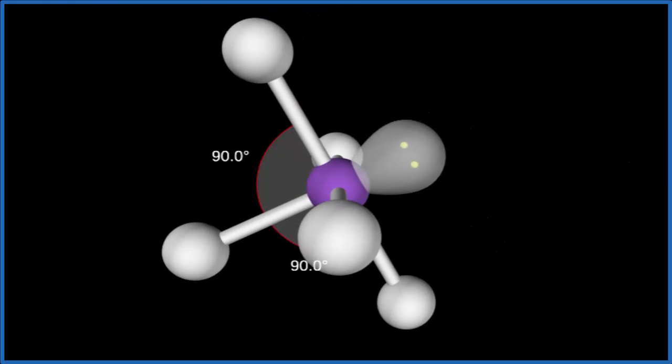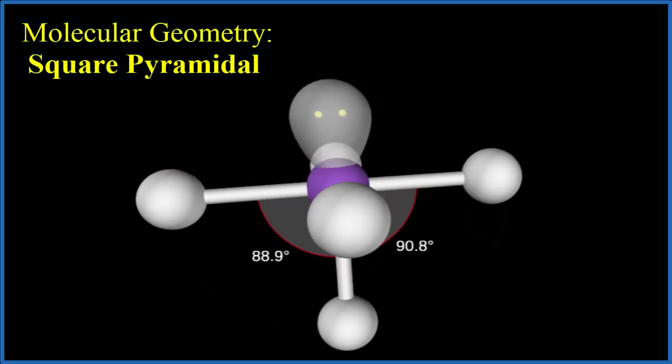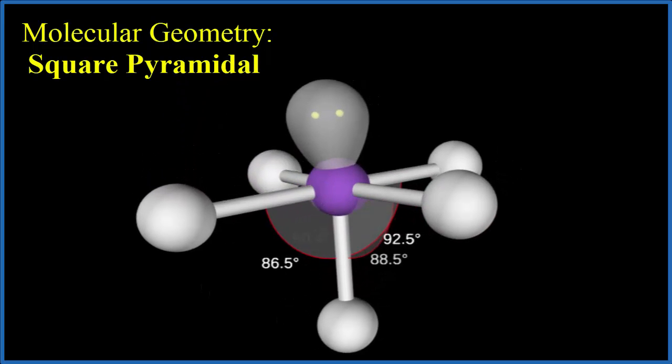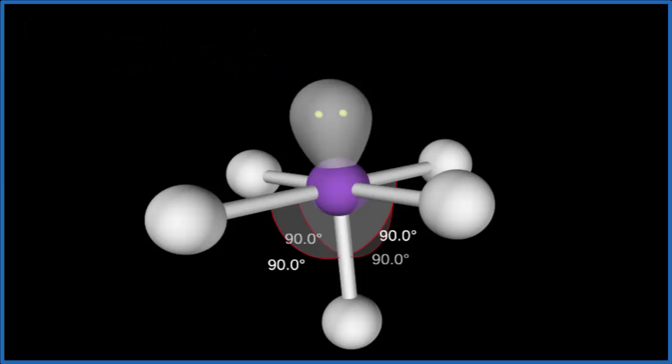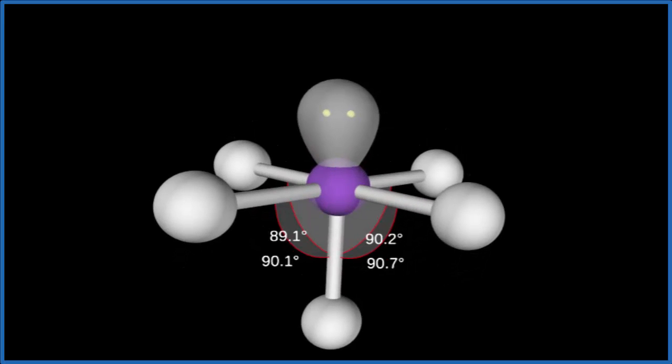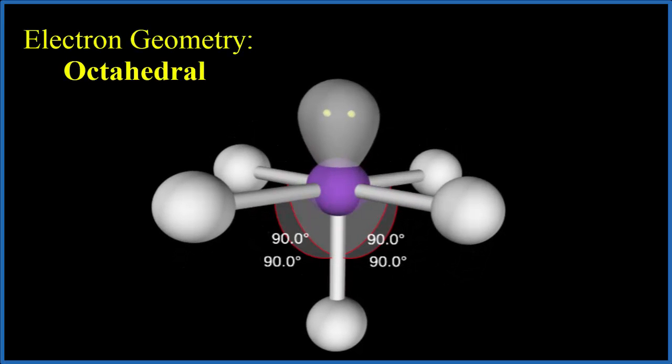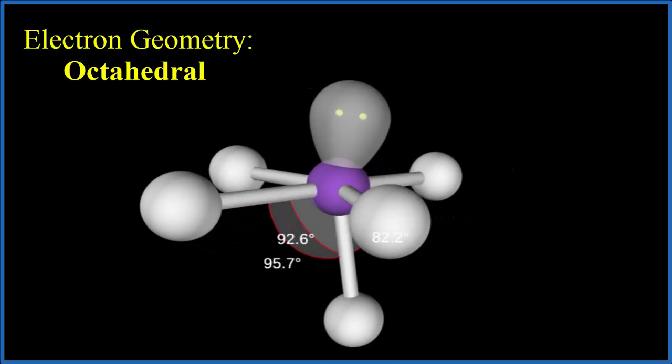That pushes everything away, and we end up with this square pyramidal molecular geometry. You can see the bond angles here. For the electron geometry, we need to take into account the lone pair here on the top. That gives us an octahedral electron geometry. But the molecular geometry, that's square pyramidal.